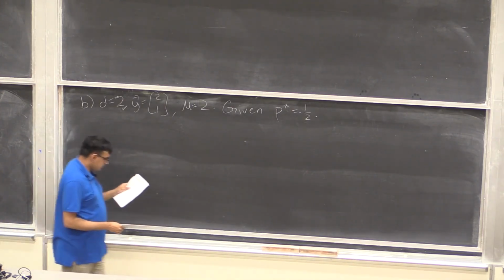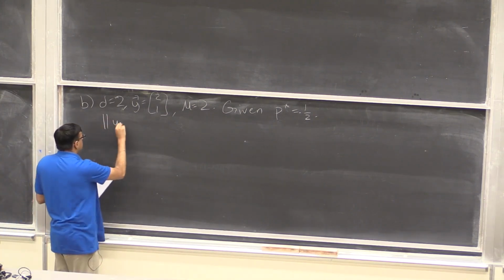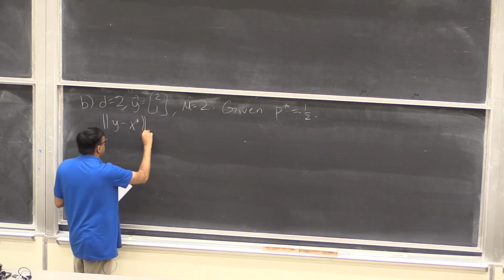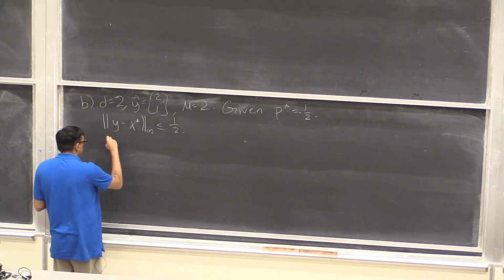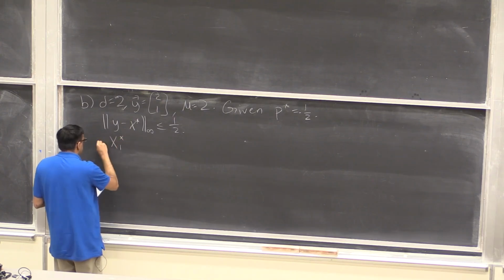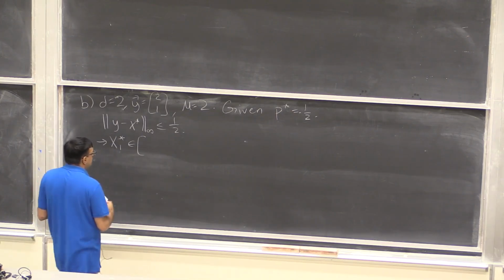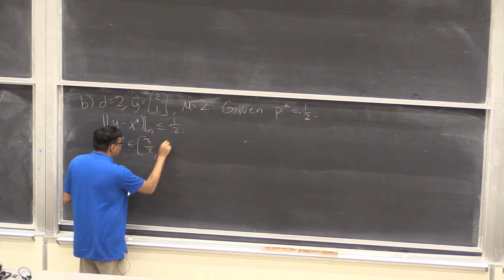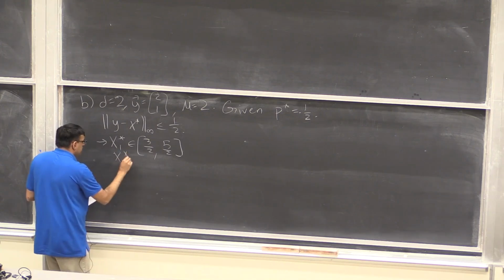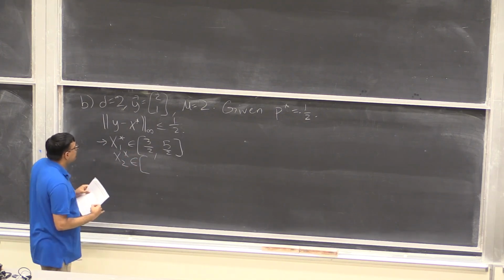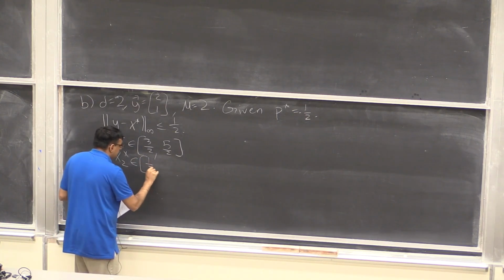Okay, so here p star is equal to 1 half. And so again, we're going to go through the same machine. The infinity norm of y minus x star is less than or equal to 1 half. This gives us that x1 star is in the interval 2 minus 1 half to 2 plus 1 half, so it's 3 halves to 5 halves. And x2 star is in the interval 1 minus 1 half to 1 plus 1 half, so that is 1 half to 3 halves.